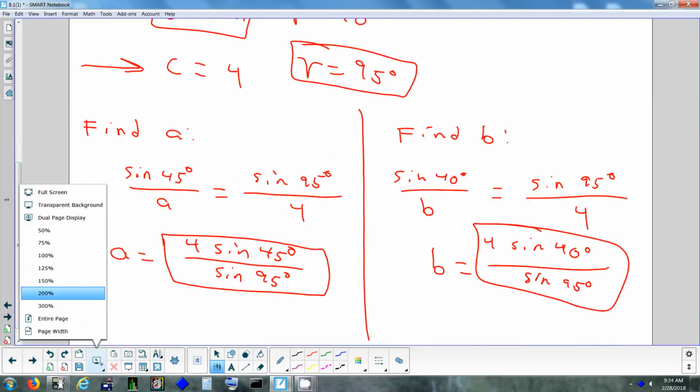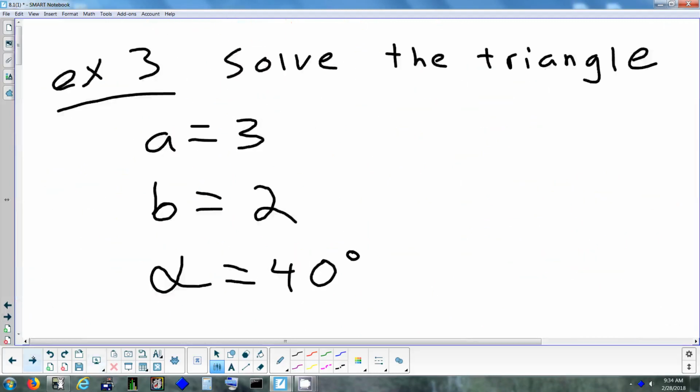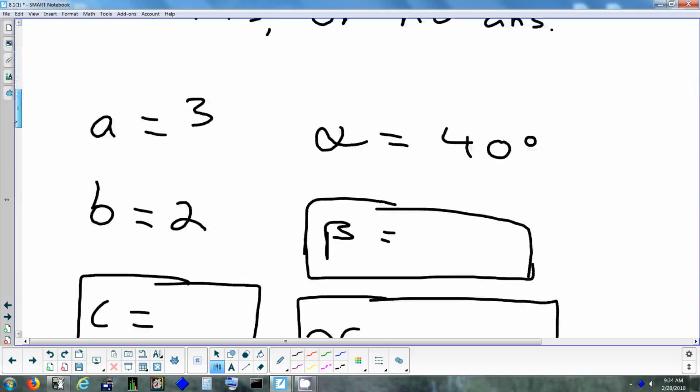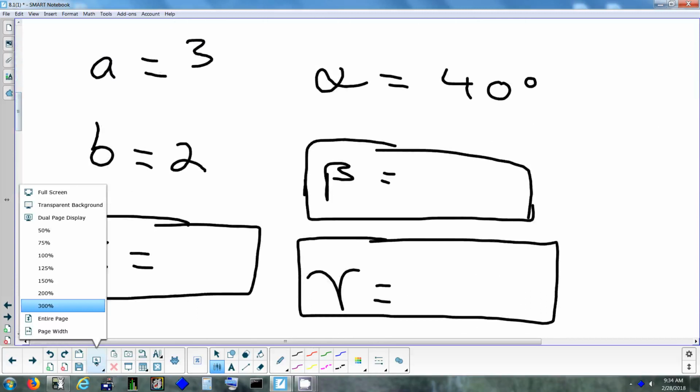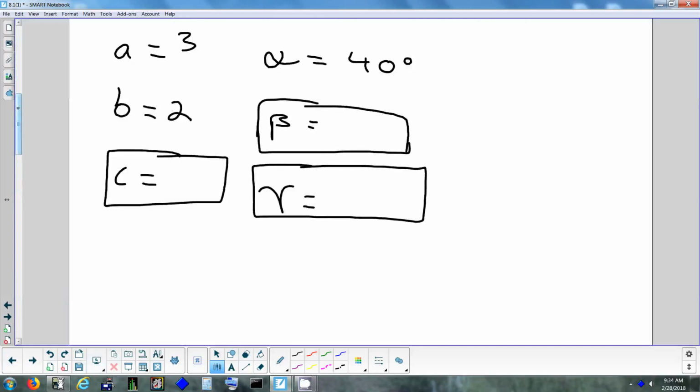All right, so let's look at the next one. So this one, A is 3, B is 2, alpha is 40. And I've put it in the table for you right there. So let's sketch it and see what type we've got.